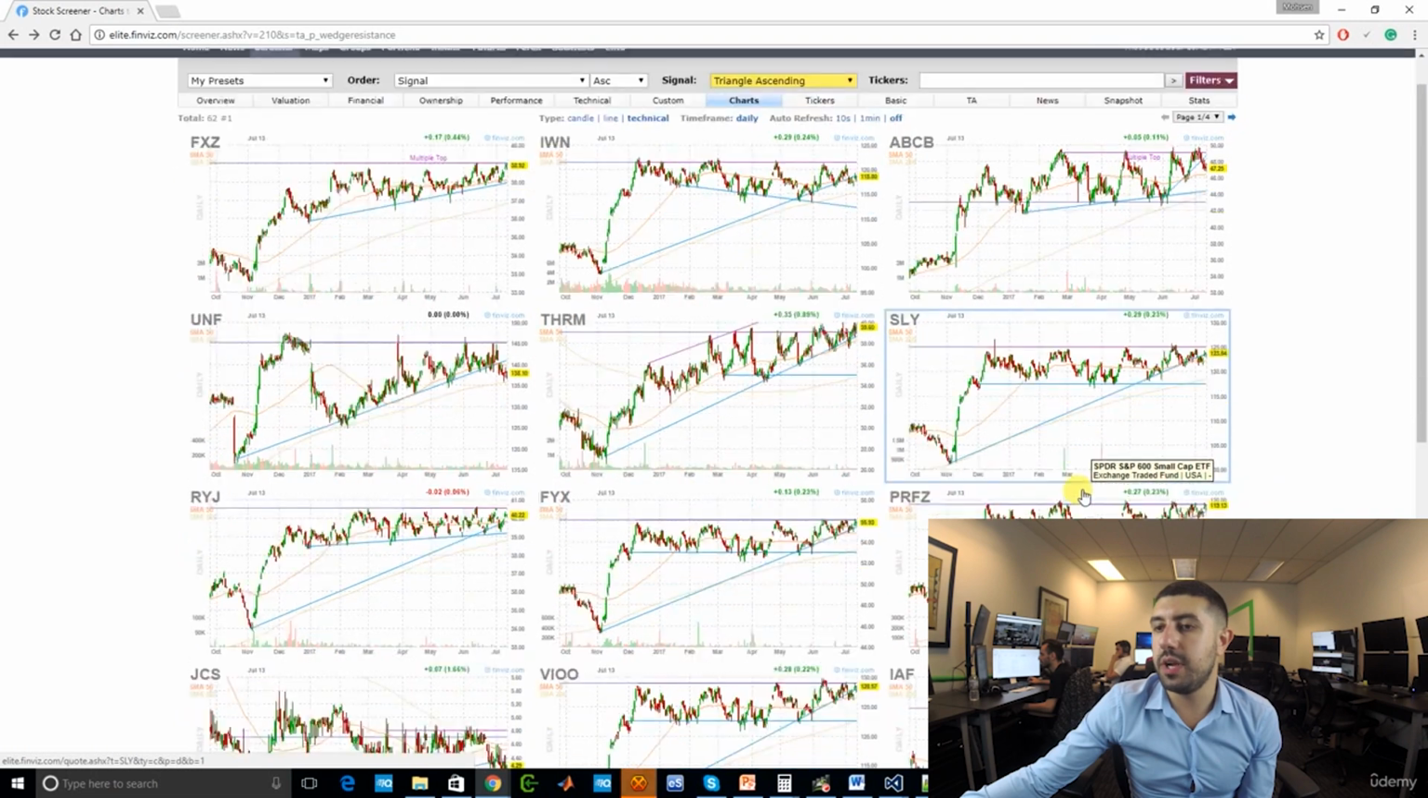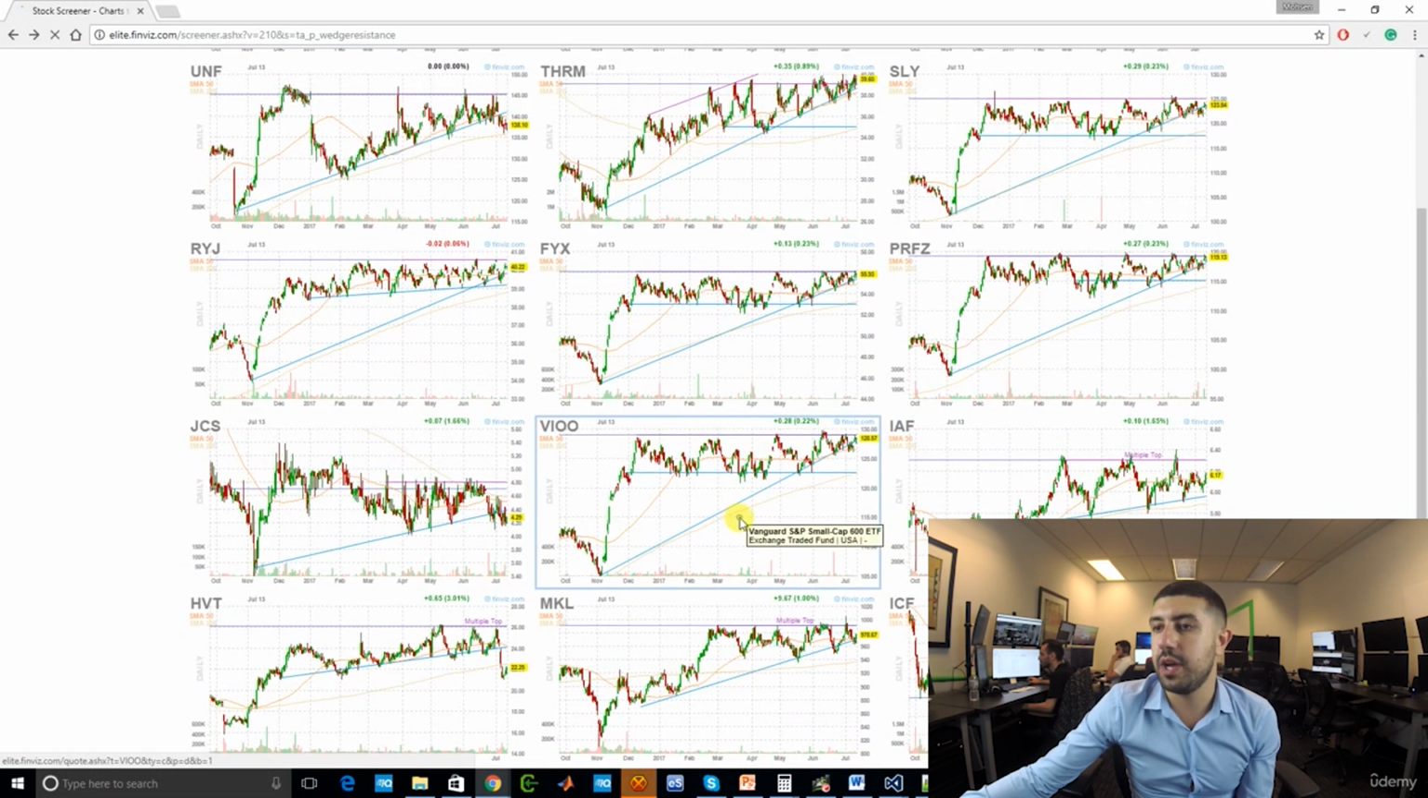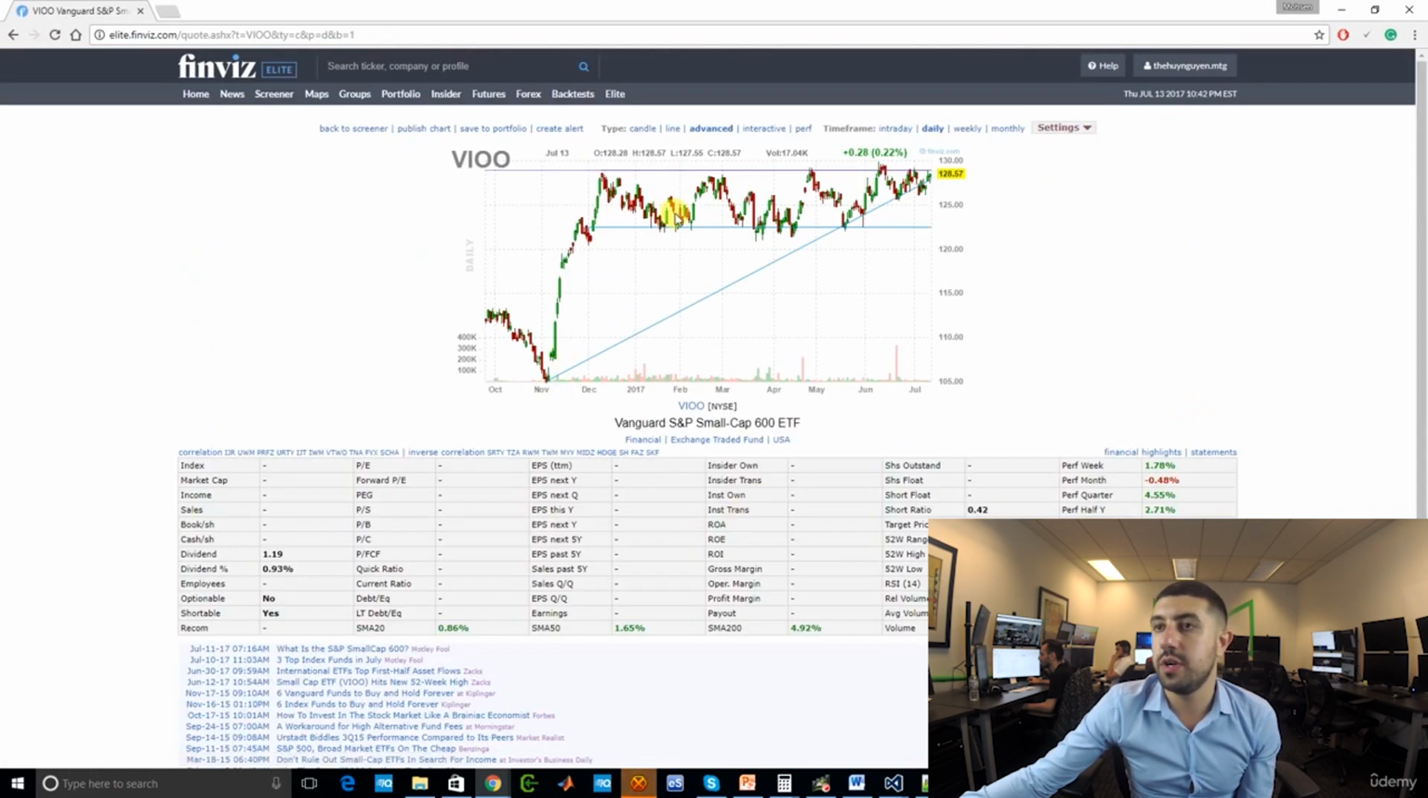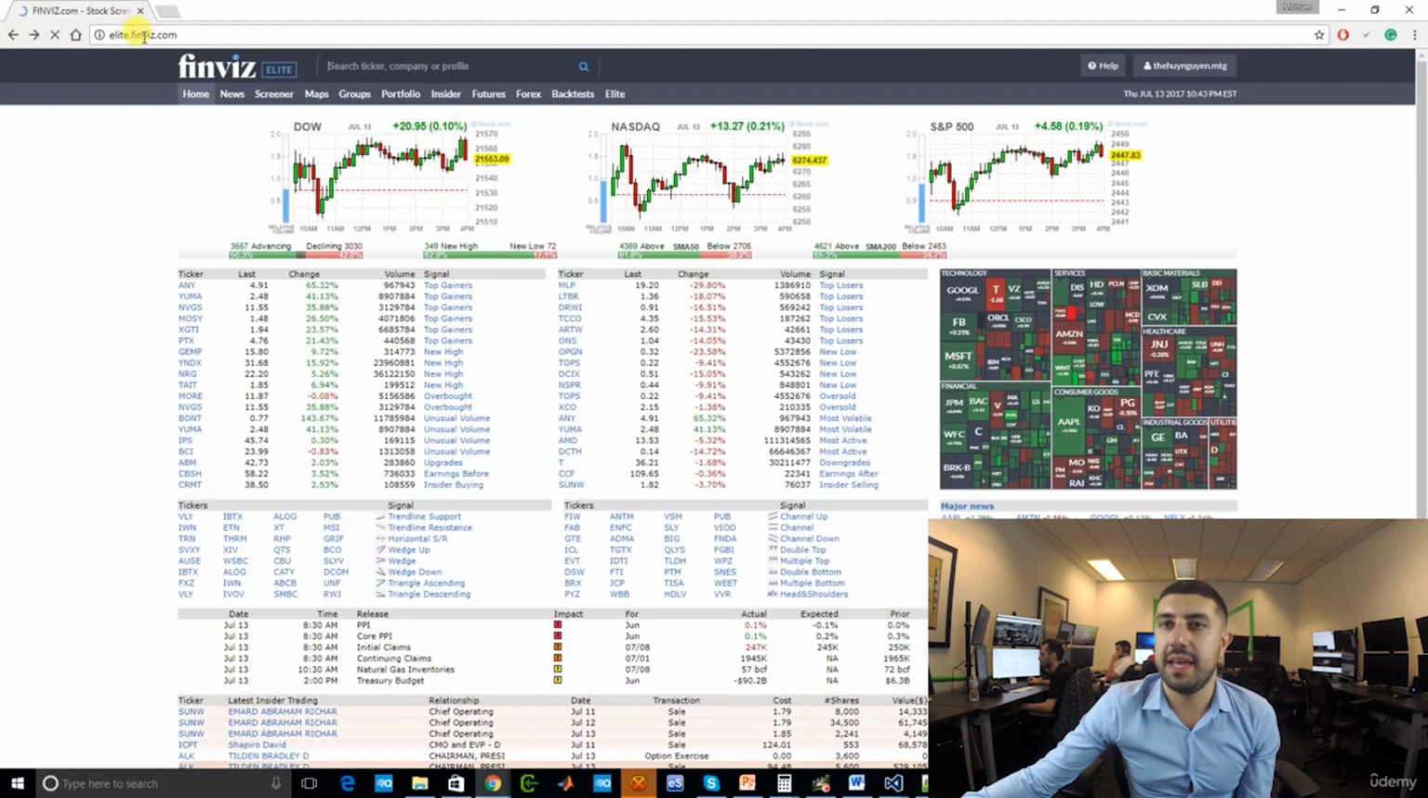Again, there's a bunch of them, and look at this one. Here we go. Look at this pattern. You cannot not be seeing this, okay? So imagine if it breaks over that level. Right now, imagine it just breaks. You know this can go, right? And again, this is an ascending triangle.